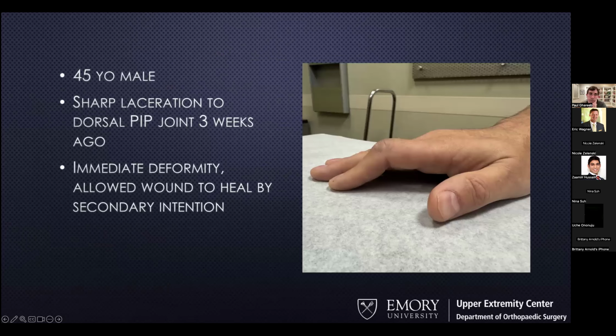This is a 45-year-old male who had an open injury, a sharp laceration to the dorsal PIP joint, 3 weeks prior to presentation. He had this immediate deformity. He thought it would get better on its own. He works in IT but plays guitar on the side. He could still flex his finger. He let the wound heal by secondary intention, but came in a few weeks later after the deformity didn't correct itself.